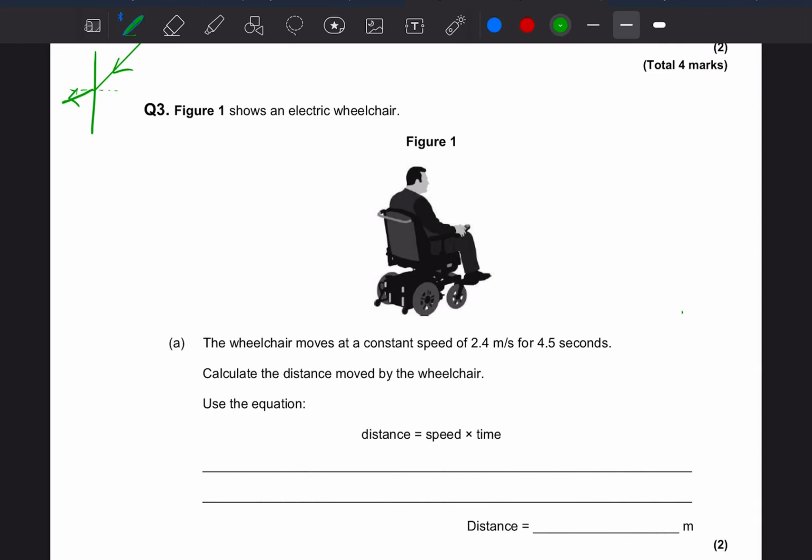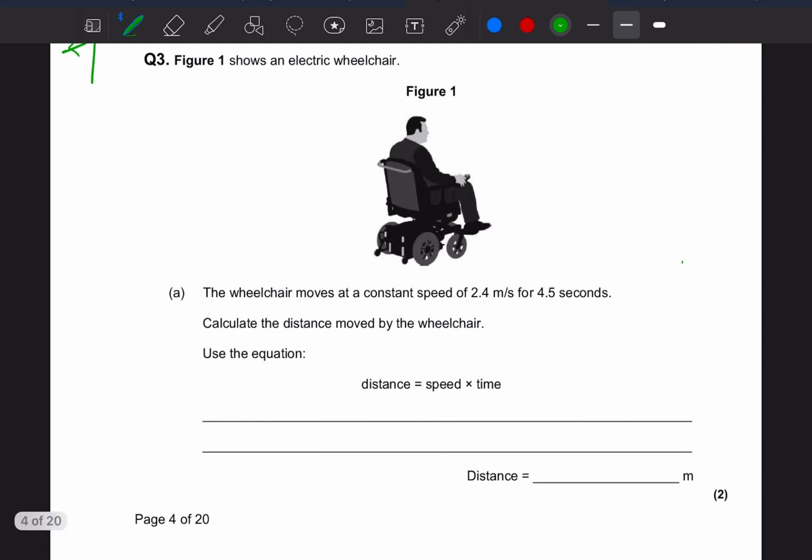Okay, let's look at question 3 on the higher combined paper. So we've got an electric wheelchair here. The wheelchair moves at a constant speed of 2.4 meters per 4.5 seconds. So whenever we see a question that is going to involve a calculation, we should highlight our numbers and units and then use those numbers and units to work out what we've got.